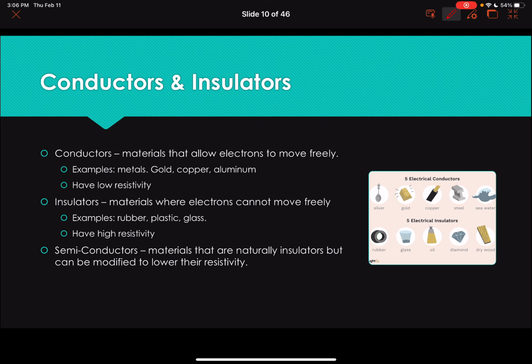We also have these things in between called semiconductors. Naturally, they're insulators, so naturally they don't want to conduct anything, but they can be modified by adding dopants to them. If dopants are added, then they will lower their resistivity substantially, and so they can conduct electricity. And so we have a lot of them in our computers in order to do binary for us and to be able to turn things on and off in our computer.